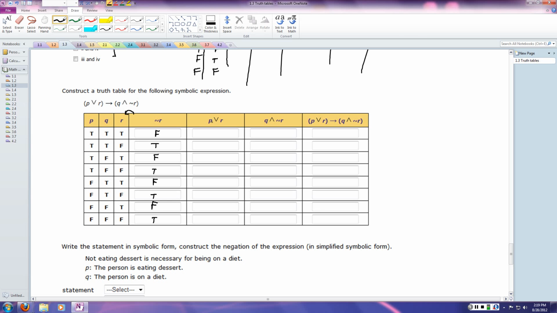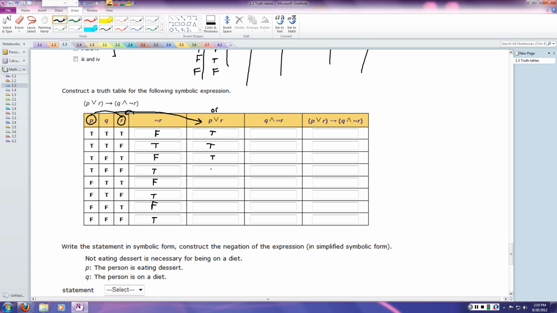Then I look at P or R. They have to both be false for it to be false. So if I'm looking at P and R, I'm going to look at these 2 columns for this row. True, true would tell me true. True, false, that would be still true. True, true would be true.